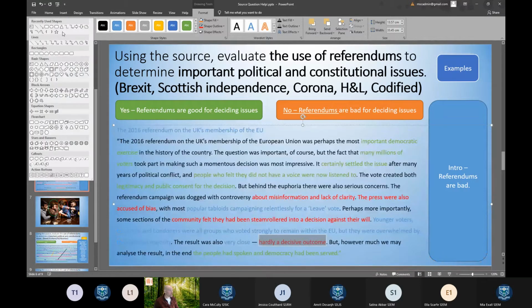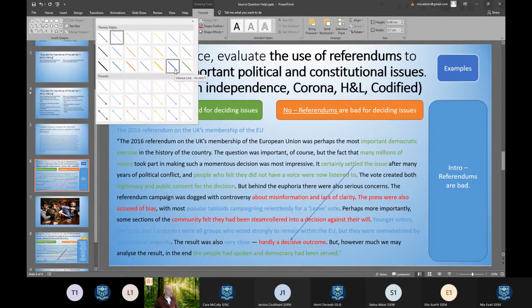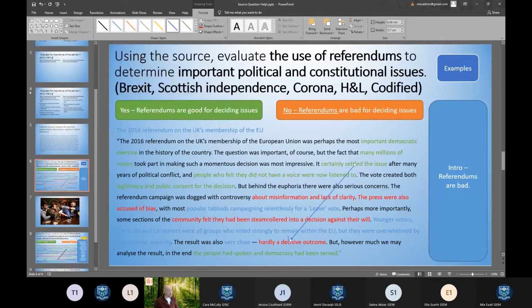So I'm going to grab myself a little arrow here, and I'm going to put a line between settled the issue and hardly a decisive outcome, and I'm going to make this nice and thick. So that's going to be one of my sections. Building up this side and then knocking it down with that. I'm going to look for another pair.